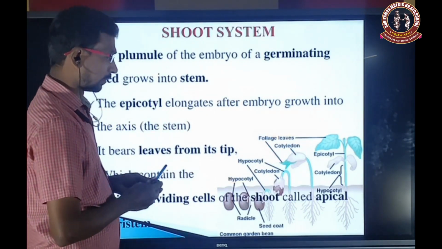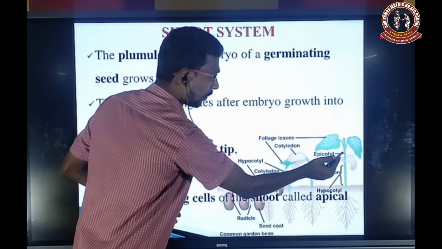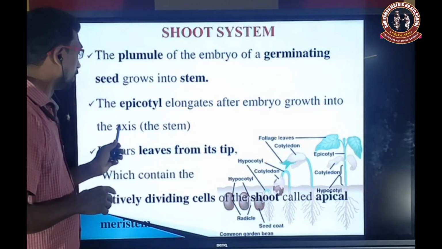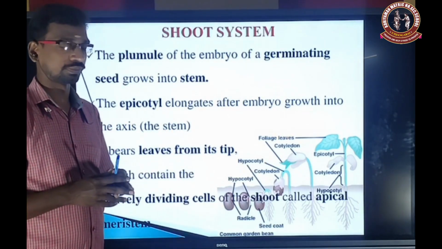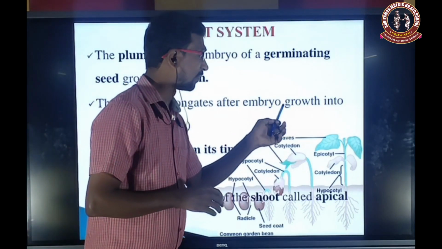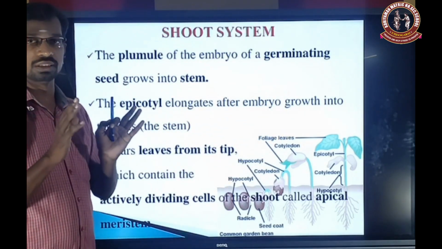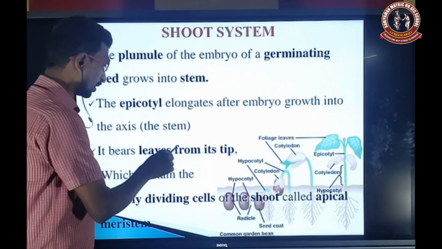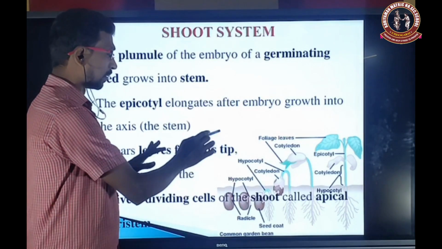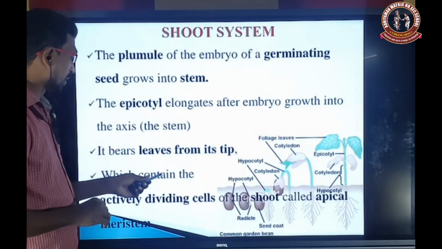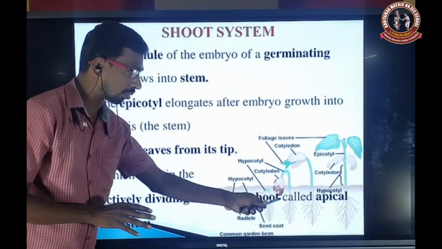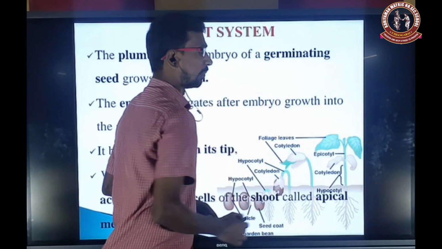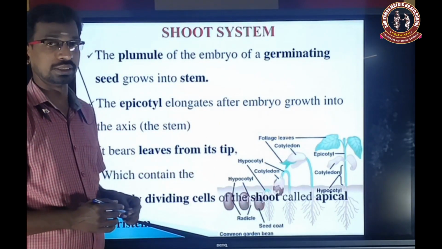The epicotyl, see that this epicotyl is elongated after the embryo grows into the axis, that is, a stem. It bears leaves from its tip, which contains the actively dividing cells of the shoot, called the apical meristem. This region, the apical meristem, is the actively dividing region.